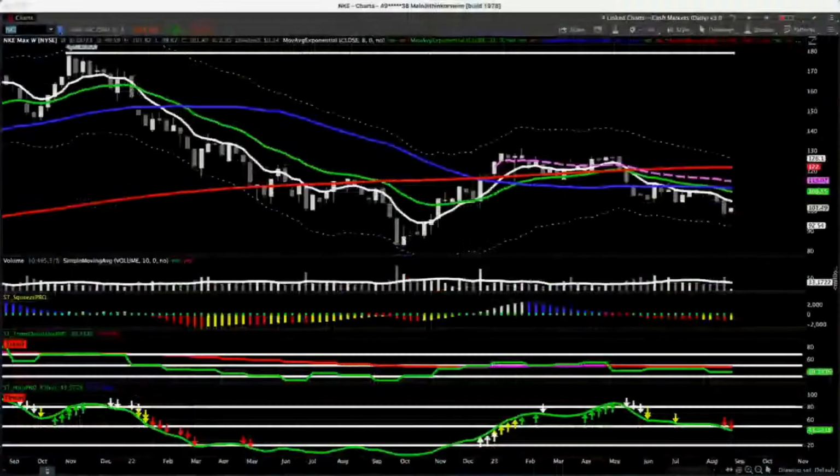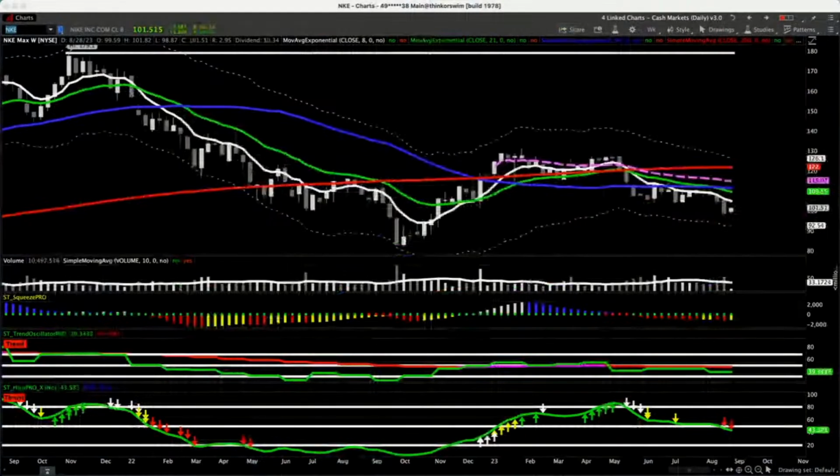Any significance to the 20, 50, and 80 level? It's just the extremes. The 50 level is just the center point of the range. If you're above 80, it's the upper extreme. 20 is the lower extreme. That's basically it.